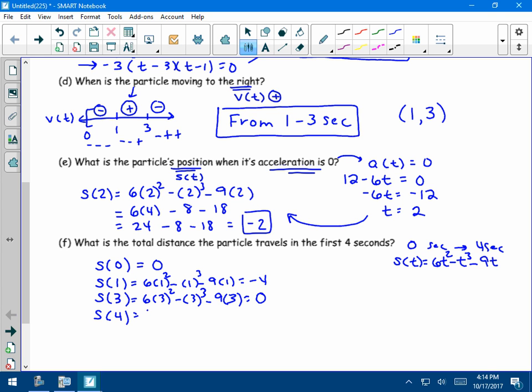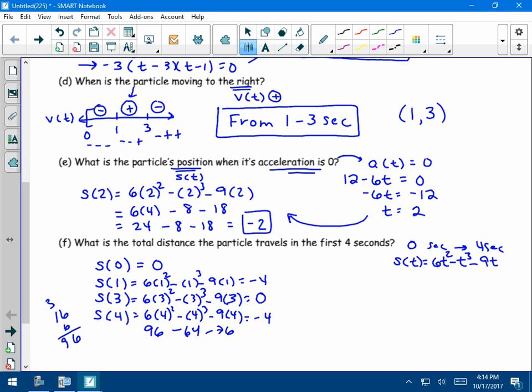And then plug in 4. 6 times 4 squared, minus 4 cubed, minus 9 times 4. So 4 squared is 16. You might have to do it on your calculator, 16 times 6, but you don't have a calculator, so old school. That's 96, minus 64, minus 36. That's going to come out to be negative 4 again.